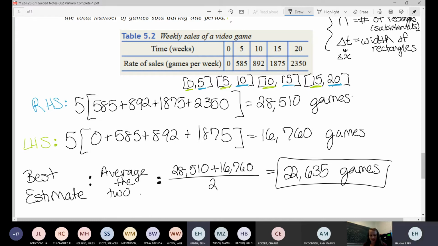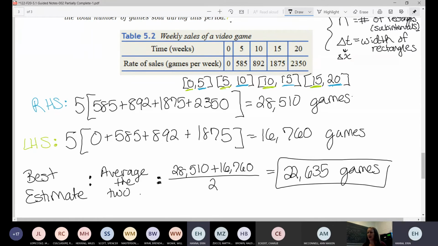Now, someone in my last class asked, how do you know what answer I'm looking for, say on a quiz or exam? I am very specific in what I ask you to find. I either say find a right-hand sum, find a left-hand sum, or sometimes I'll say find the best estimate you can, and by best estimate, I mean find them both and average them. So I try to be very specific with my wording, right hand, left hand, best estimate, to make sure that you know what I'm asking you to find.